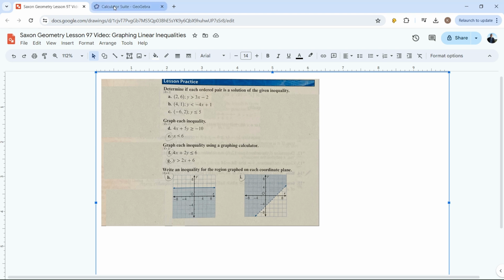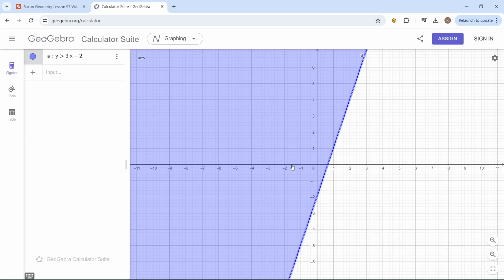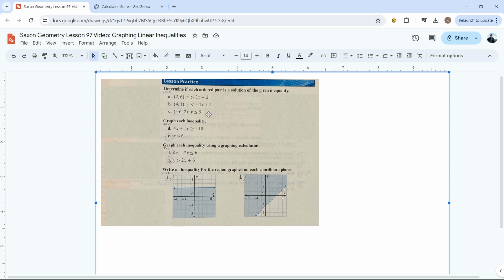Hey, let's just go back to our graph here. Where is (2, 6)? 2, 1, 2, 3, 4, 5, 6. Notice that (2, 6) is in the shaded region of this graph. The shaded region of a graph, we're going to find out, means that anything that's shaded is a solution to our inequality.